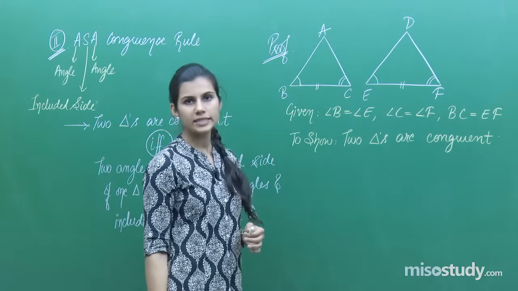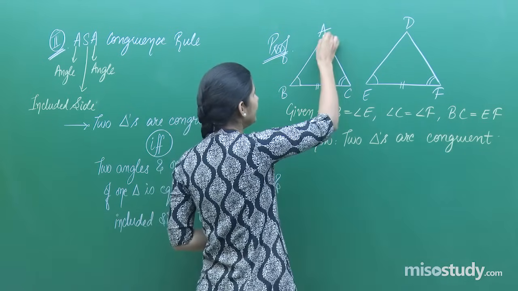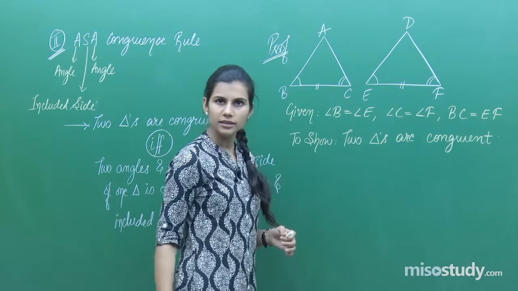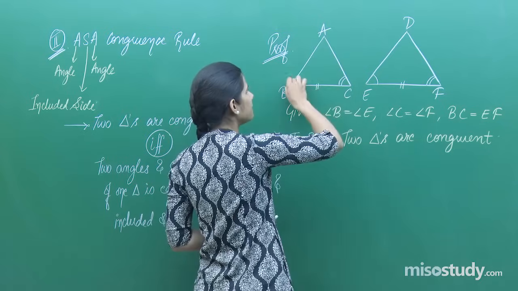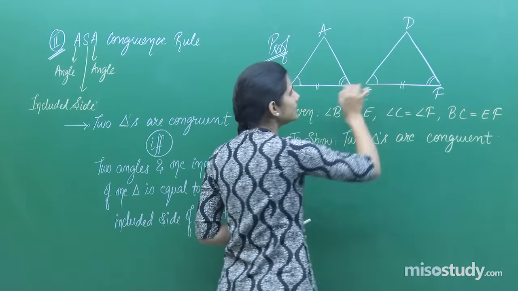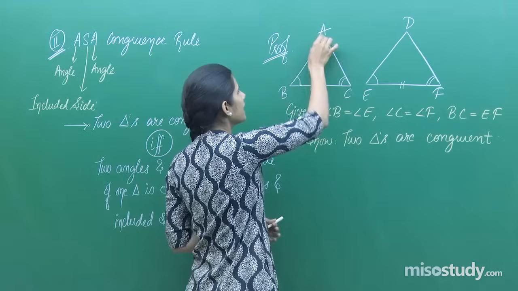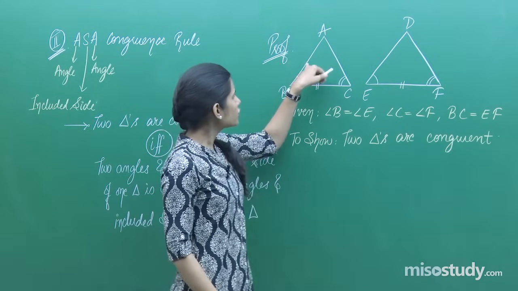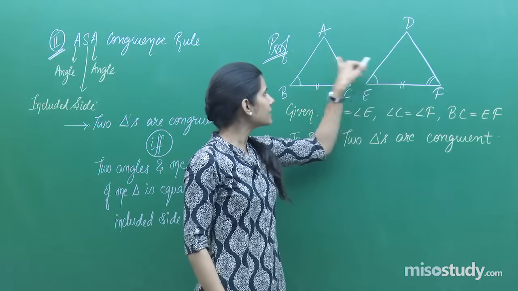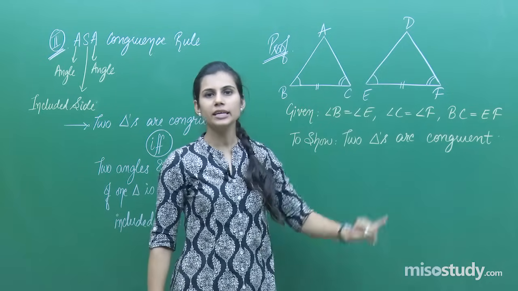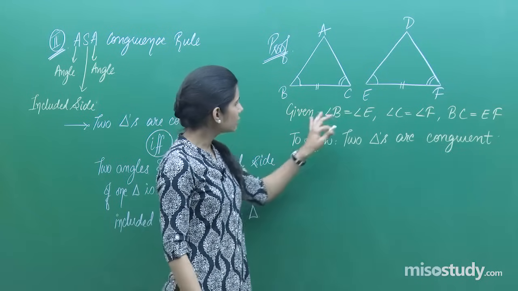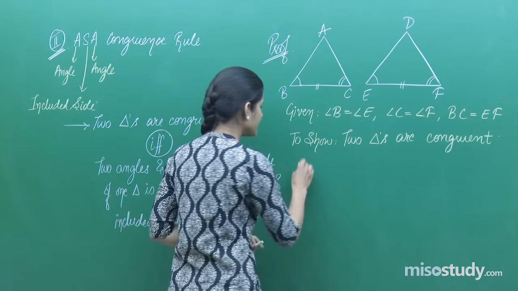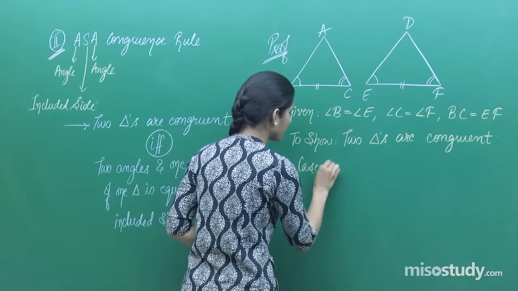Now this proof involves three cases. Either this side AB will be exactly equal to this side DE, or the length of side AB will be less than the length of side DE, or the length of side AB will be greater than the length of side DE. On the basis of the comparison of the lengths of these two sides, I will be concluding in three cases the congruence between these two triangles with these given conditions. So let's take case 1.